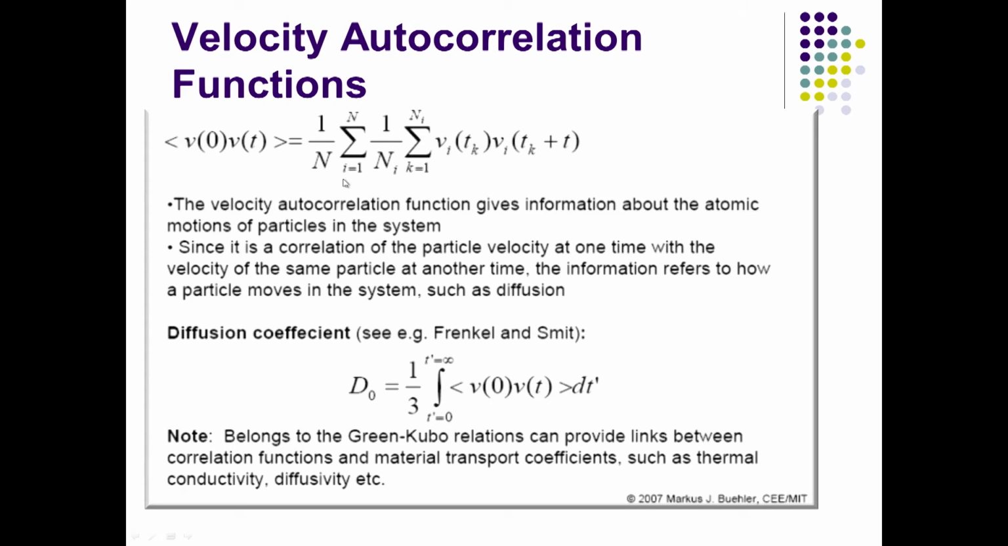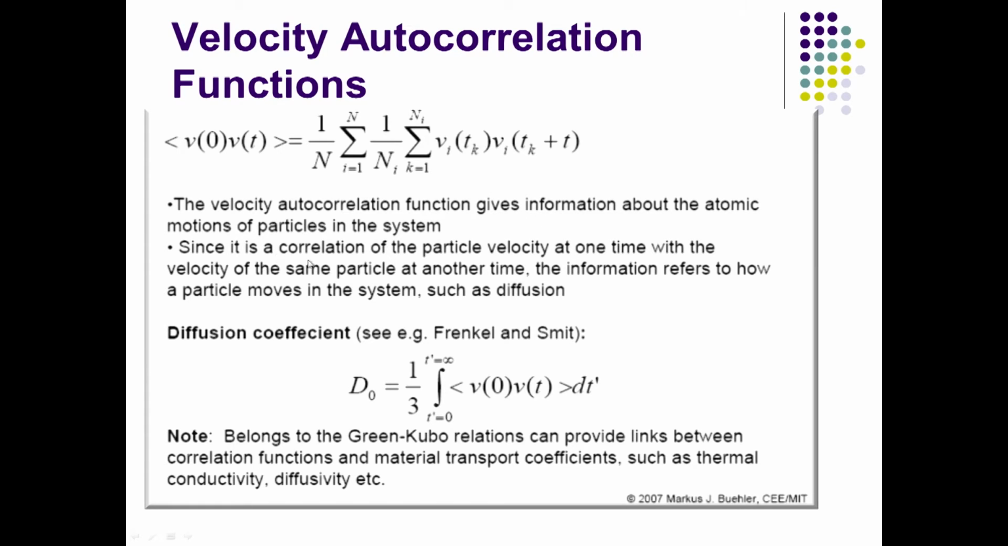You are looking at the summation from i to n particles, and another summation, 1 over n_i, again over k from 1 to n_i. So, now we are looking at any time step k and initial time step t. So, we are looking at time averaging from V0 to Vt, and that becomes a time correlation function. The time correlation function of velocity gives us the velocity autocorrelation function, that gives us information about the atomic motion of a particle in the system.